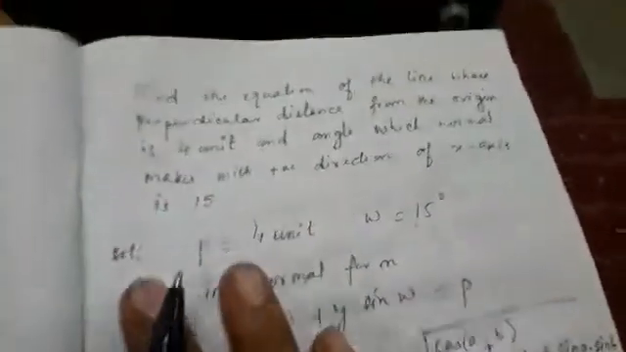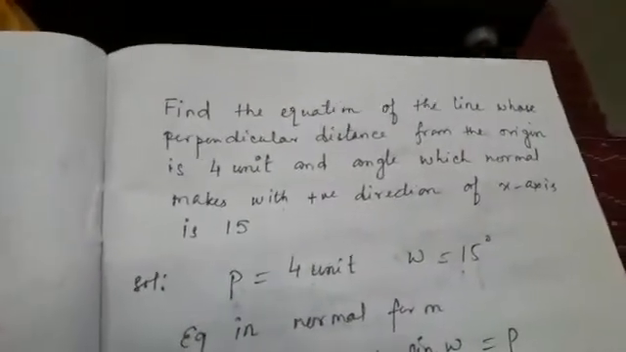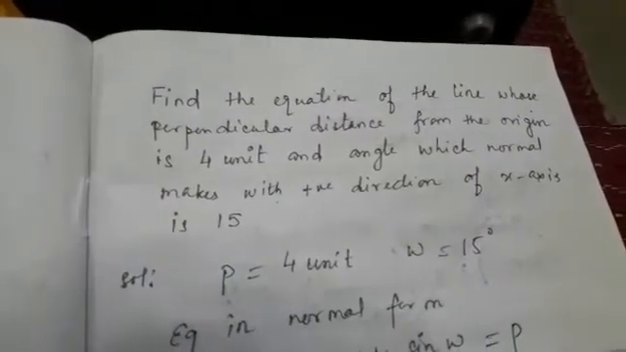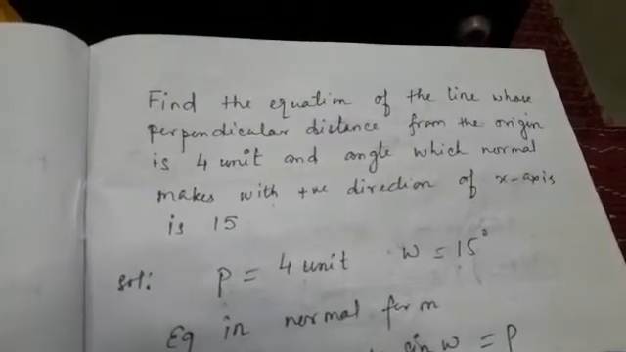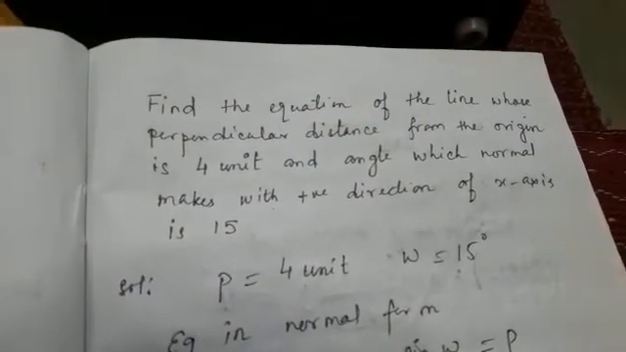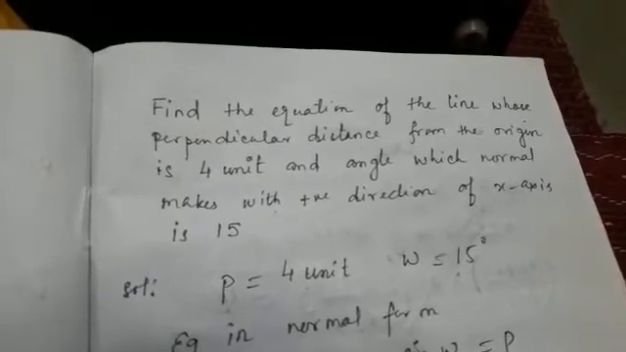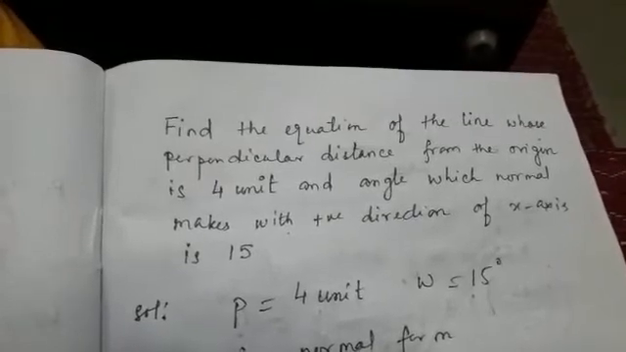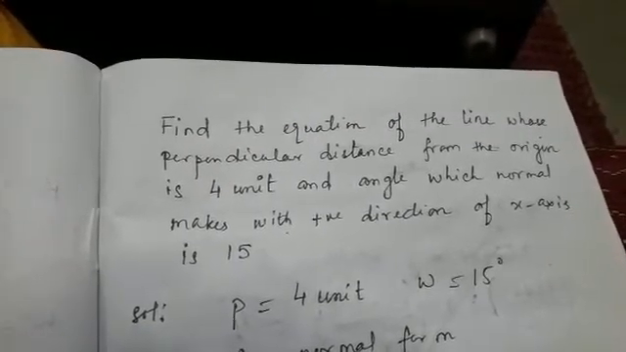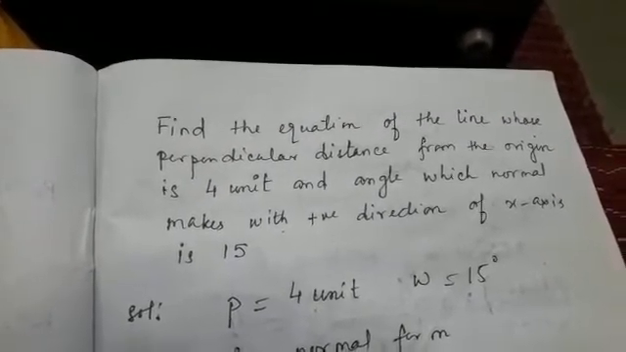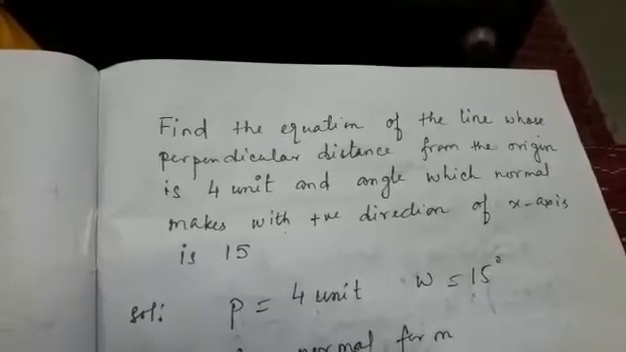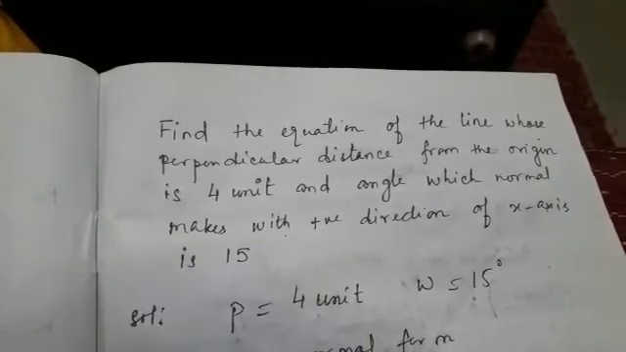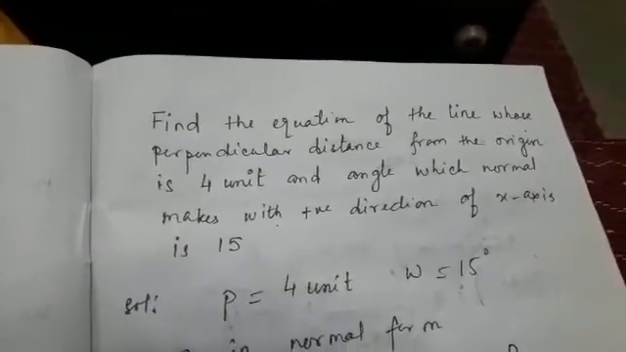Now see the sum. The question is: find the equation of the line whose perpendicular distance from the origin is 4 units and the angle which the normal makes with the positive direction of the x-axis is 15 degrees. By seeing the question only you can understand that it belongs to normal form, because the perpendicular distance from origin, that is p, is given, and the angle which the normal makes, that is omega, with the positive direction of the x-axis is given. So omega is 15 degrees and p is 4 units.